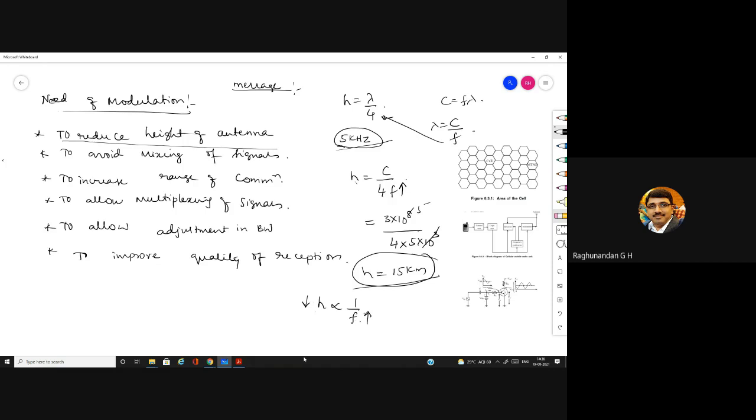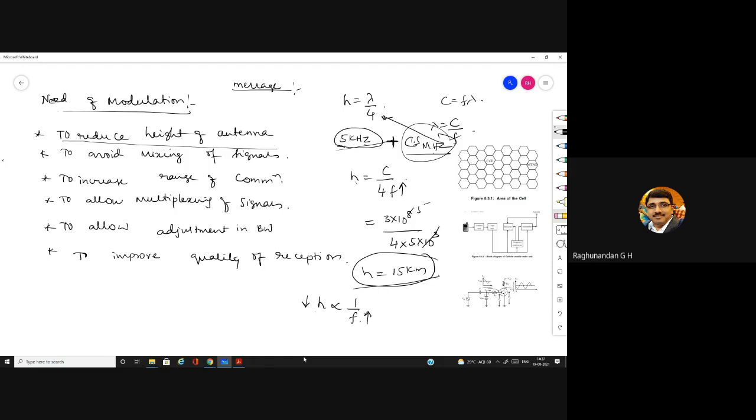So what we do is, this message signal will be added with a carrier signal of very high frequency, like a carrier signal of megahertz and all. When you add that carrier signal, automatically the height of the antenna will be reduced. This is the reason for using modulation.